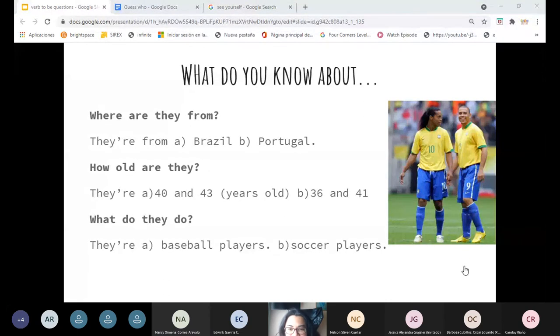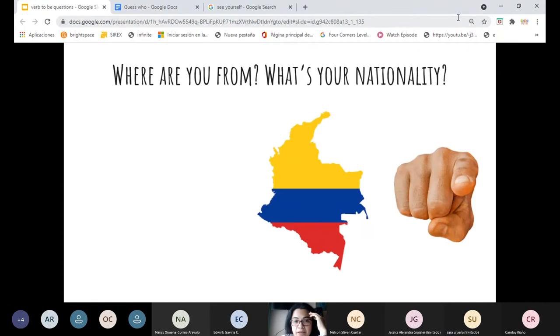And how old are they, Nelson? How old are they? They are 40 and 43. Yes, I agree with you. They are 40 and 43. Okay. And finally, Sara, what do they do? Sorry. What do they do, Sara? They are football players. That's right. Very good. They are football players. Good, Sara.